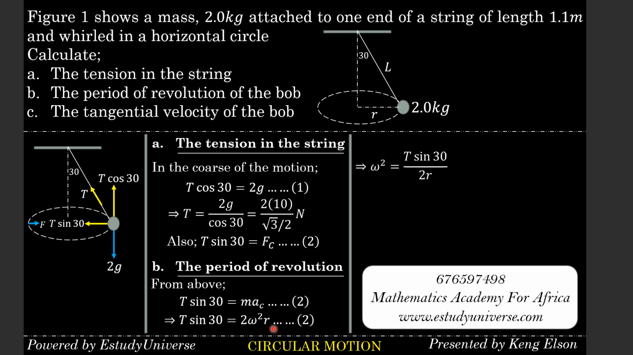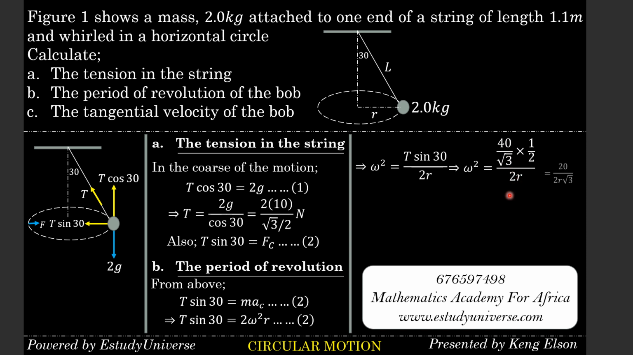Alright, from there, what is omega squared? I divide both sides by 2r, so I get omega squared to be T sine 30 divided by 2r. Now, I just simplified this tension here to 40 on root 3. But like I said, guys, it's preferable to use 9.8, okay? Though I use 10, I plead that you use 9.8. So we have omega squared to be 40 on root 3 times half, because sine 30 is half, and the tension has been simplified to 40 on root 3, then divided by 2r.